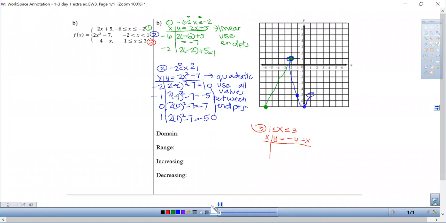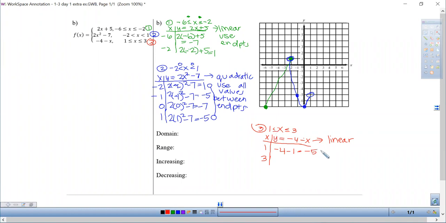Okay, next we've got the third piece, which is -4 minus x. So x is to the first power, that's also linear. So since it's linear, I only have to plug in my 2 endpoints. So I only have to plug in 1 and 3 to get my points, and then I can connect it with a straight line. So when I plug in 1, I've got -4 minus 1 is -5.